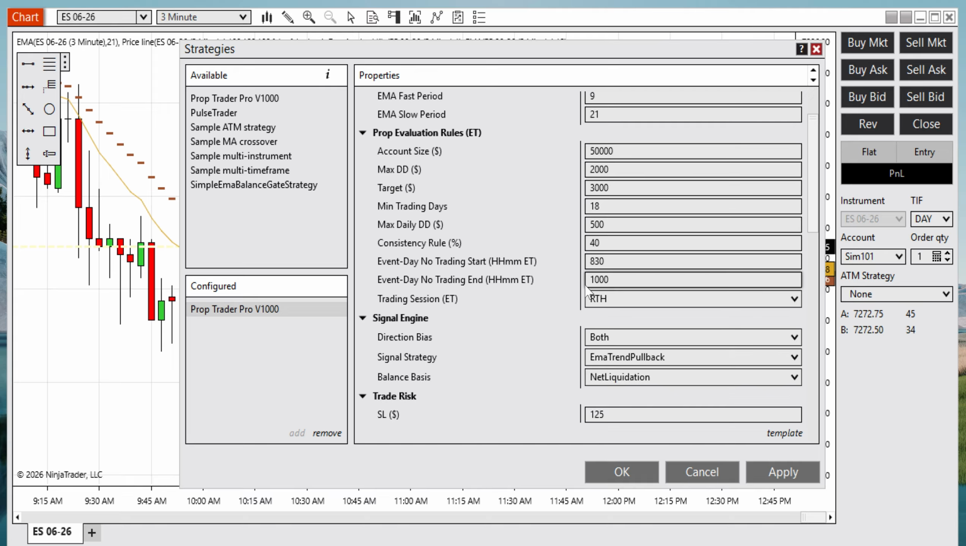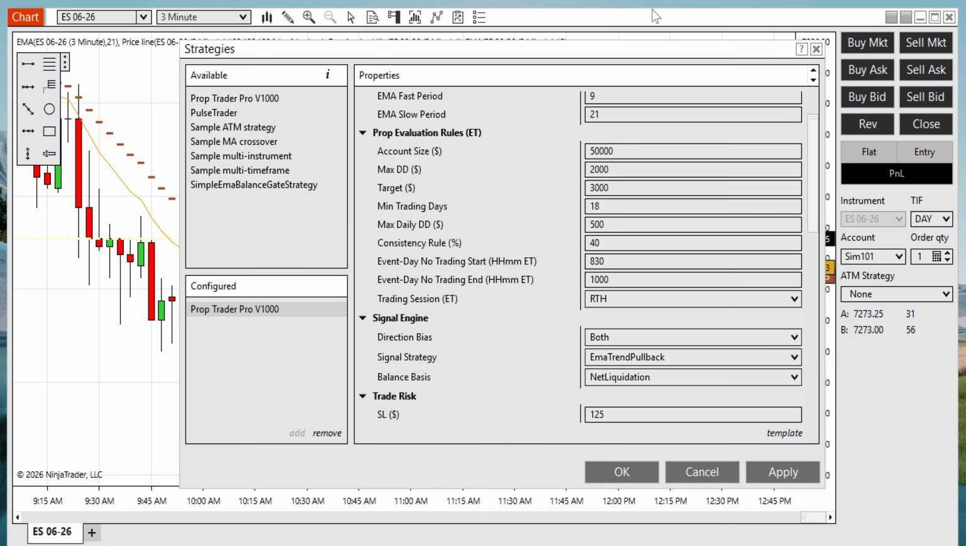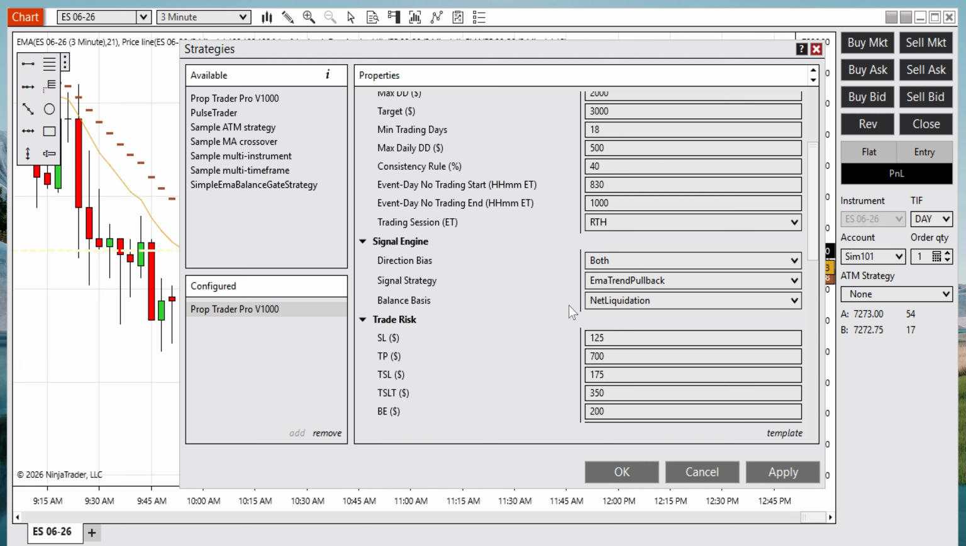Okay, because some of these guys don't allow trading during events. And then we have RTH and ETH. So RTH is regular cash hours, between 9:30 and 4:30, ET, Eastern time. Okay, and then directional bias.